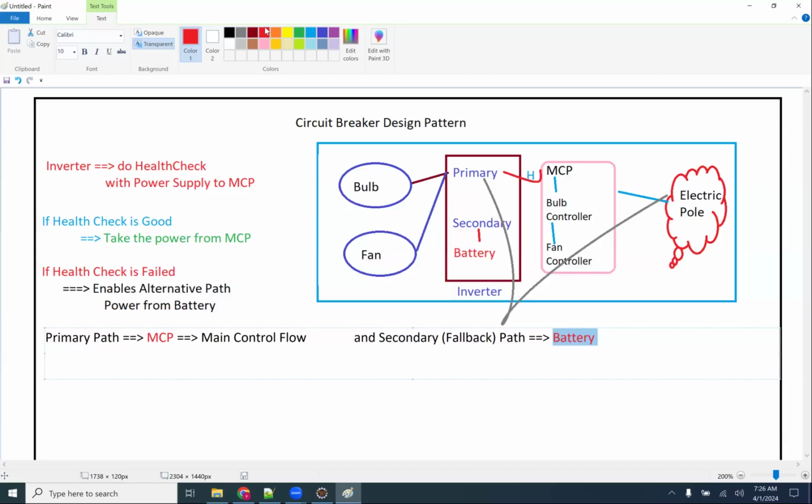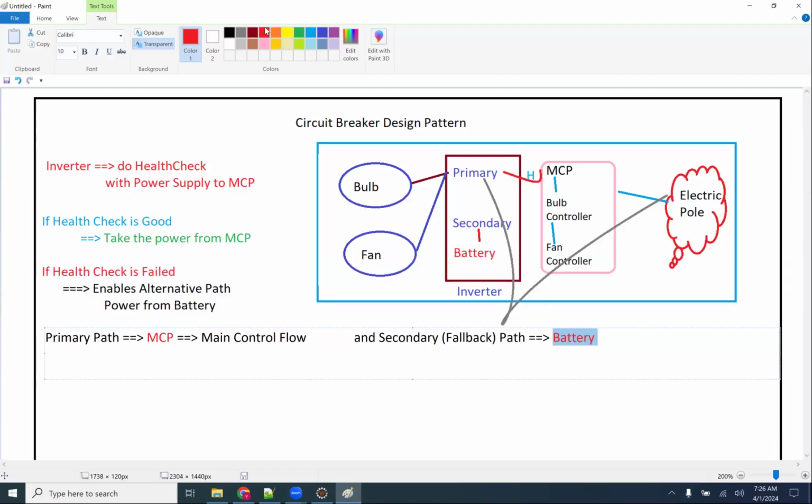My inverter has two paths, the main path and the alternate path. My first focus is on the main path only, guys. If my main path has a problem, then I will take the alternate path. And once I take the alternate path, it's not permanent yet.